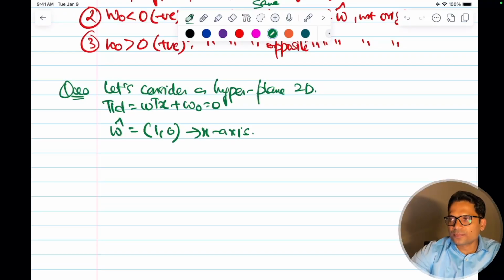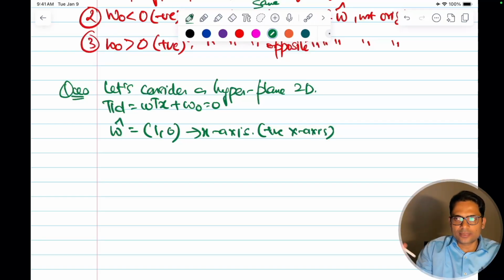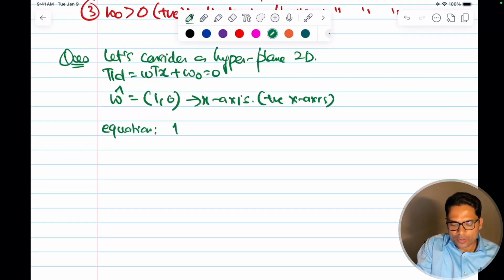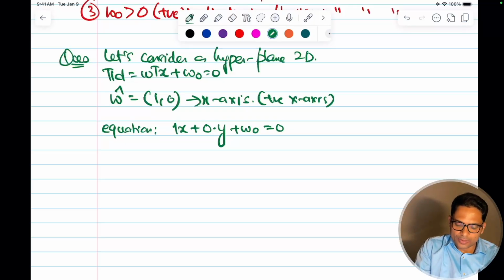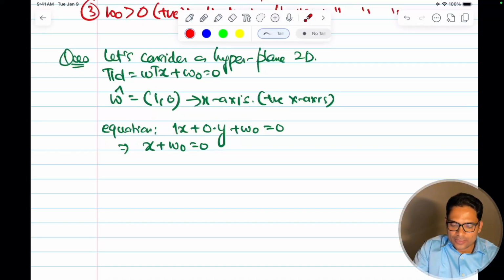So, pointing along the positive x axis, my equation of the line will be 1x plus 0 plus w naught equal to 0, or this can be written as x plus w naught equal to 0. This is my line's equation, in the simplest form for understanding, so that this will be very clear. Here x1 and x2 are the dimensions, so here my x and y are there.